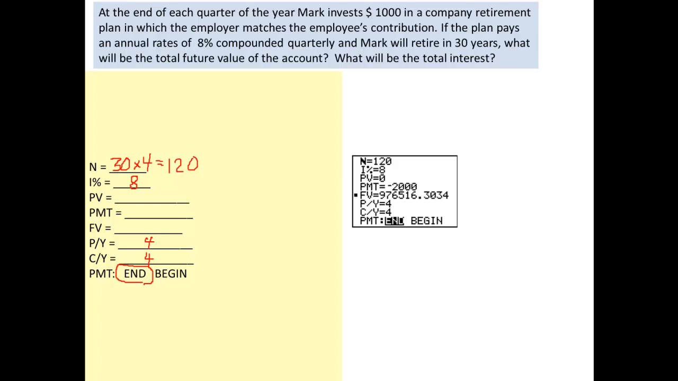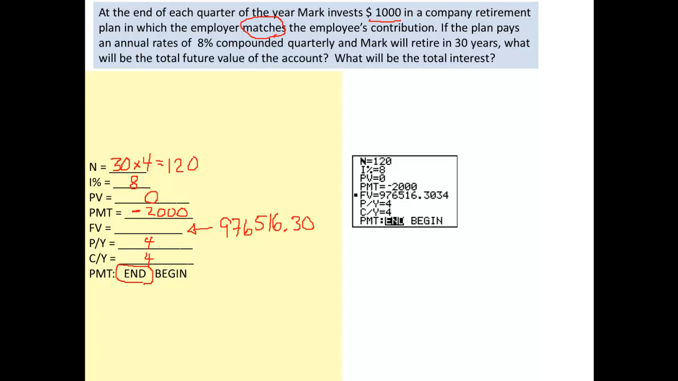Mark is starting with $0 in his retirement account. At the beginning of this problem, there's nothing in the account. What gets added to the account each month? Well, Mark adds $1,000, but his employer actually matches it. So a little tricky here. We're actually going to add $2,000 into this account each month. And it's negative because the money is being deposited into this account. So for 30 years, deposits of $2,000 each month leads to a future value of just under $1 million.